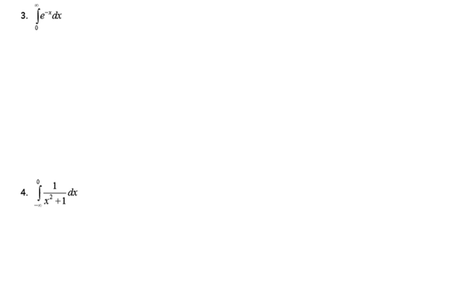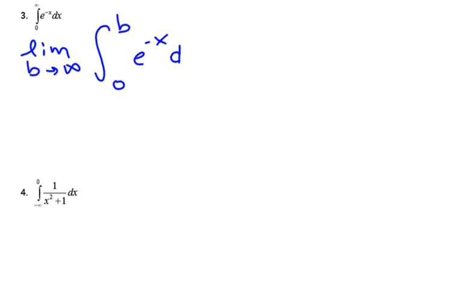Okay, another example, we have the integral from 0 to infinity of e to the negative x. Before I start integrating, I'm going to rewrite this as the limit as b approaches infinity of the integral from 0 to b, replacing that infinity with a b, of e to the negative x dx. Continuing on, keeping that limit in front, now we're going to integrate e to the negative x, which is really easy. It's just negative e to the negative x.